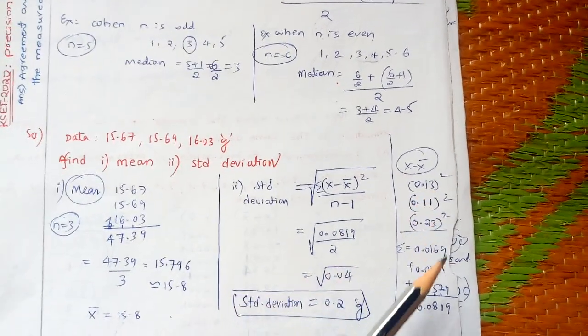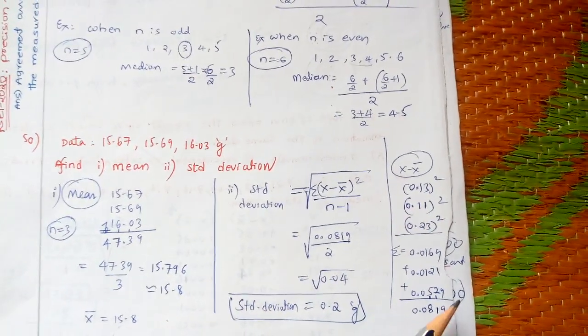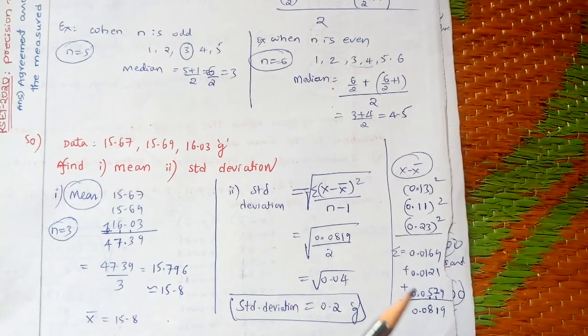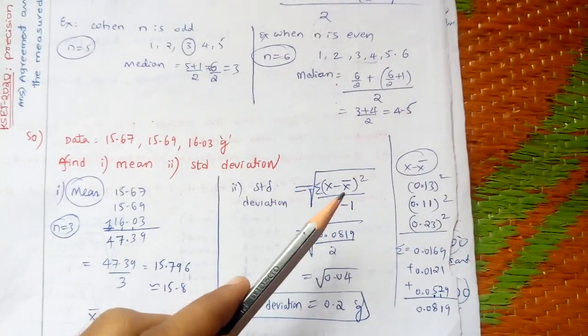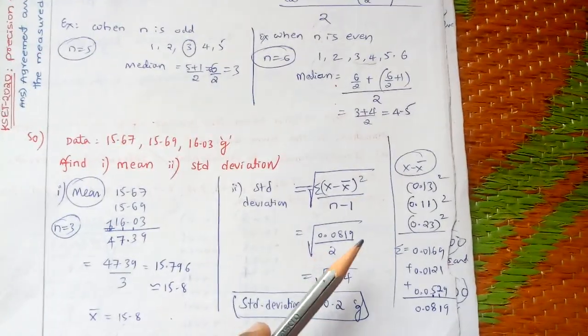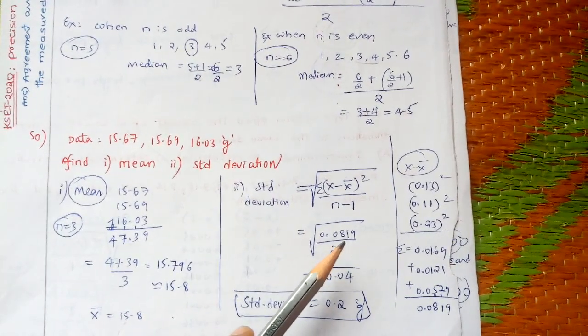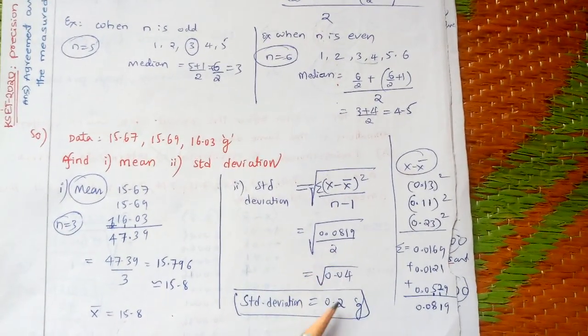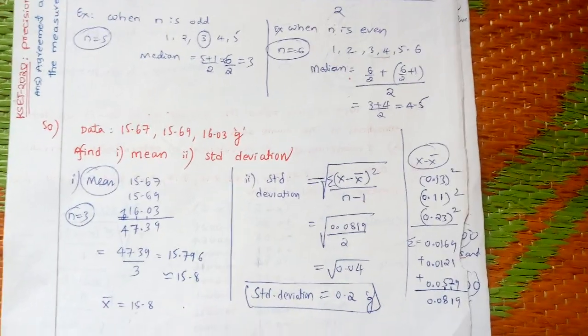If you take squares of these and add them, you will get the summation of (x minus x bar) squared, which is 0.0819. For simplification I will take 0.08 divided by 2, that is 0.04. On solving you will get a standard deviation of 0.2 gram.